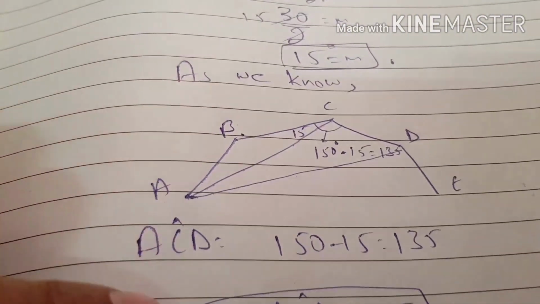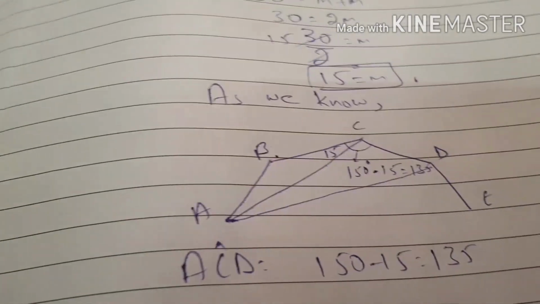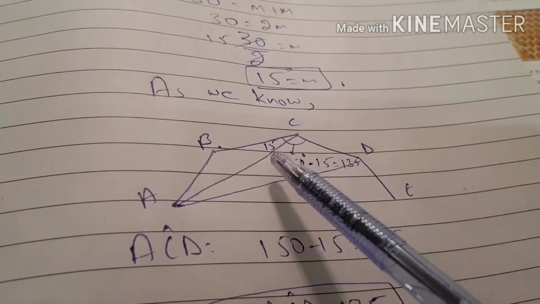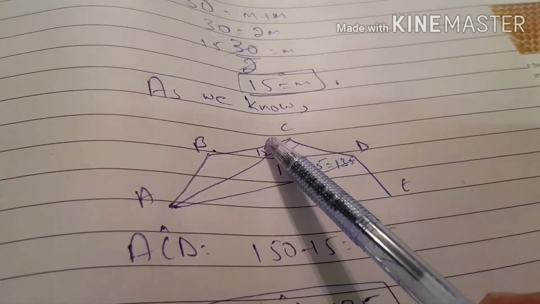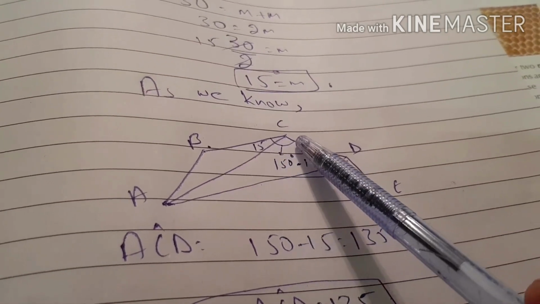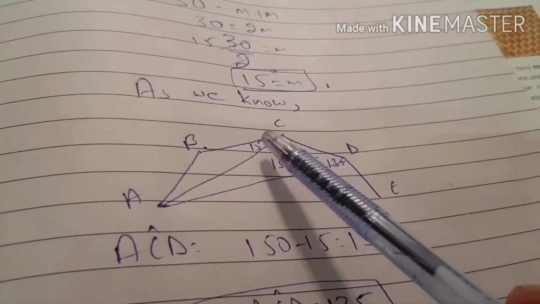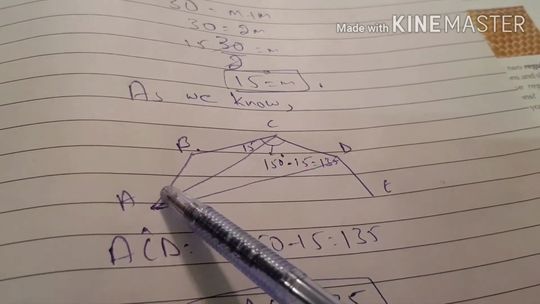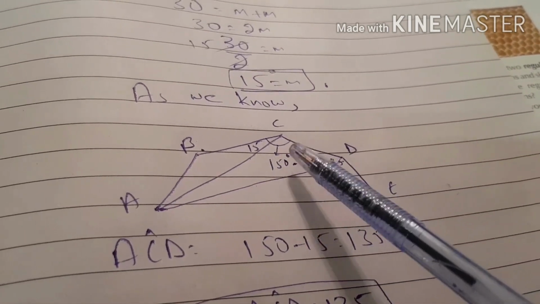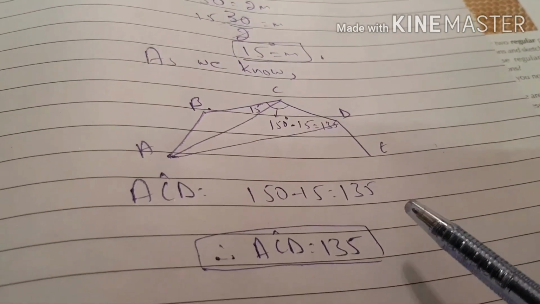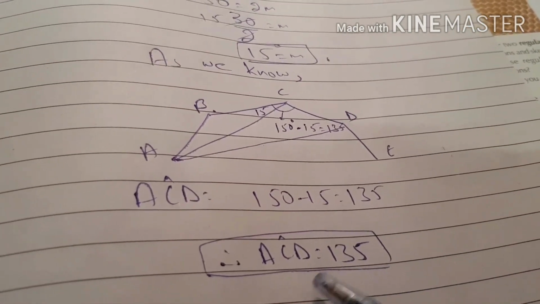But since we wanted to find the value of ACD, that means this part, and we know that this whole thing equals 150 because this is the interior angle at C. If we subtract this 15 from the whole 150, we will get the exact value of ACD. 150 minus 15 is 135. So we got the value of ACD.